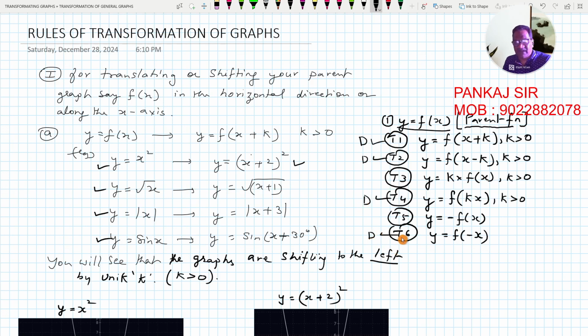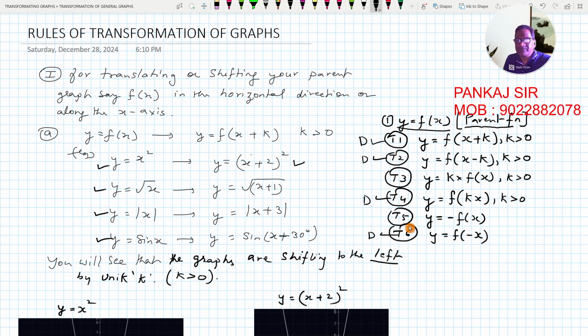That is, with x, you are going to do plus k, minus k, multiplying by k, or putting a minus sign to x. So all these are transformations that you are applying to the domain.